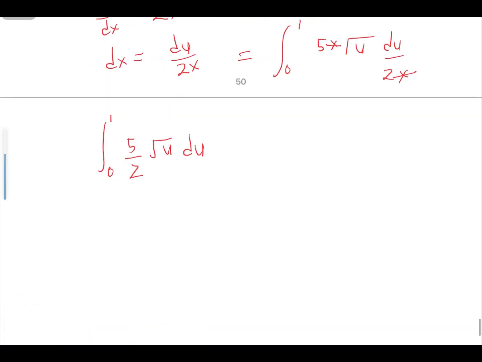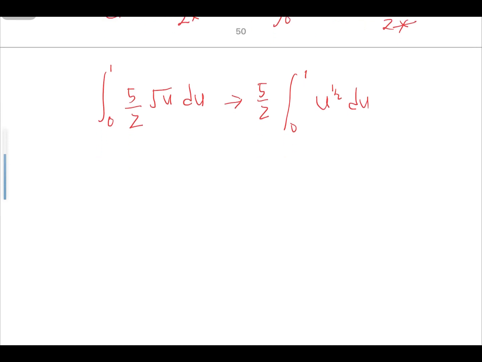Now we have everything in one variable. We can bring the constant out, which is 5 over 2, and then the integral from 0 to 1 of square root of u, and we know square root of u can also be written as u power 1 over 2 du. From there we can use our power rule to find the integration. We are going to get 5 over 2, then multiply by u power 3 over 2, because when you add 1 to it, we get 3 over 2, and then we divide by 3 over 2.